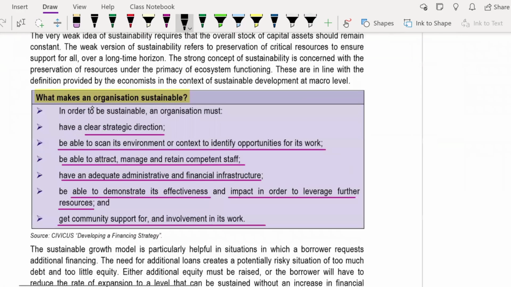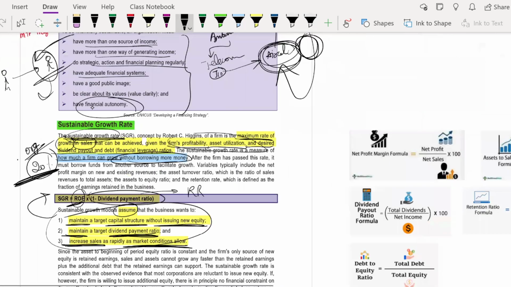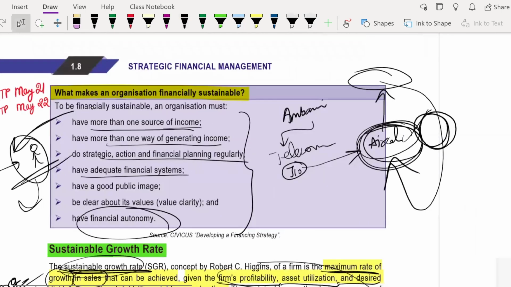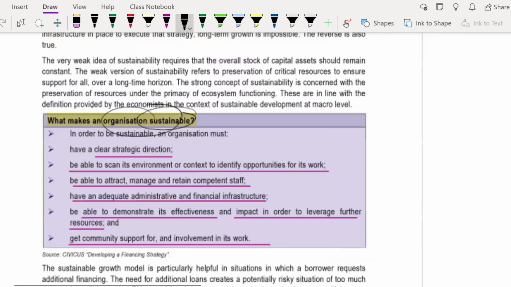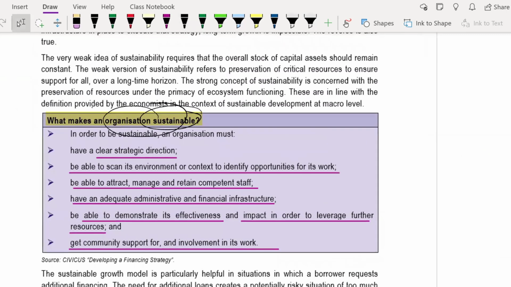And then there is one more question which asks what makes an organization sustainable. Before this we had read one question which was what makes an organization financially sustainable, not just in general, but related to finances and money. How can an organization become sustainable? We read that before. Now we are going to understand what makes an organization sustainable, just in general terms.